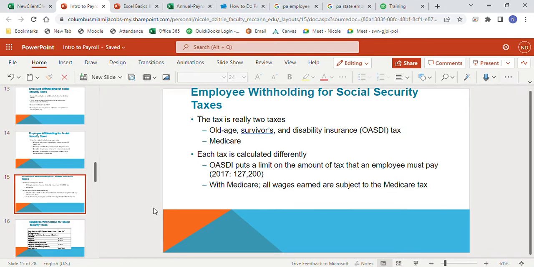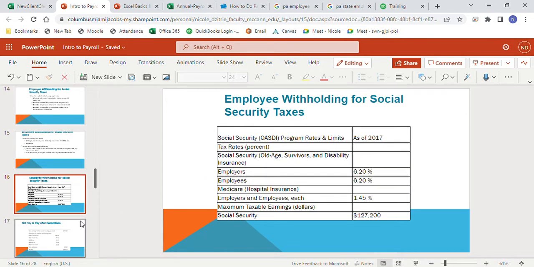And just so you know, the employer also has to contribute half. So the employer gives 6.2% and the employee contributes 6.2%. Altogether, that's 12.4%. If you are your own company and you are giving yourself a paycheck, you would have to contribute 12.4% because you're both the employer and the employee. Same thing with Medicare. The employer contributes 1.45 and the employee contributes 1.45. So if you're self-employed, you have to contribute 2.9% and pay both.